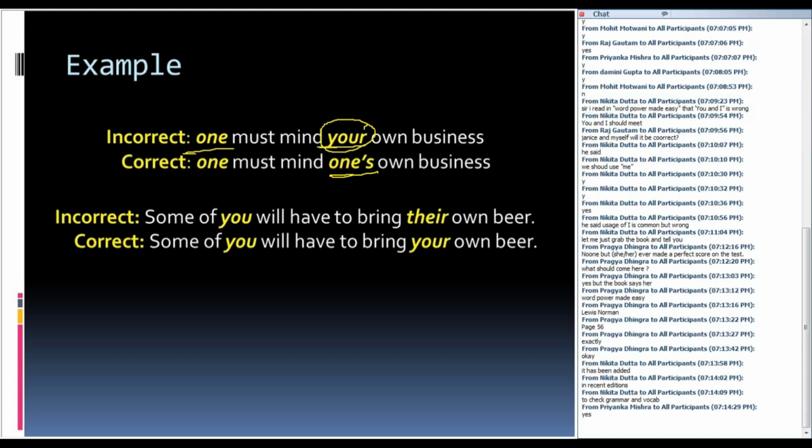Similarly, can I say some of you will have to bring their own beer? No, that is wrong because you is singular. So how can I use plural there? I will have to say, some of you will have to bring your own beer. Singular. It is a possessive form of you. The possessive form of you is your.